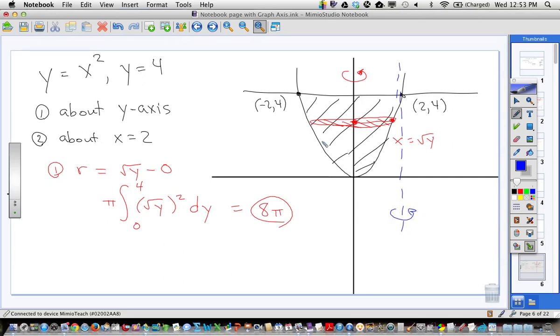And we're going to revolve this whole black space now around the line x equals 2. Give that a try. Talk about it if you need to.